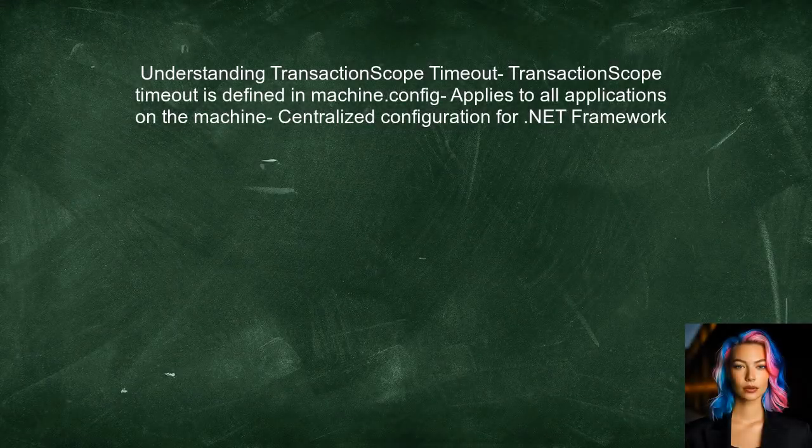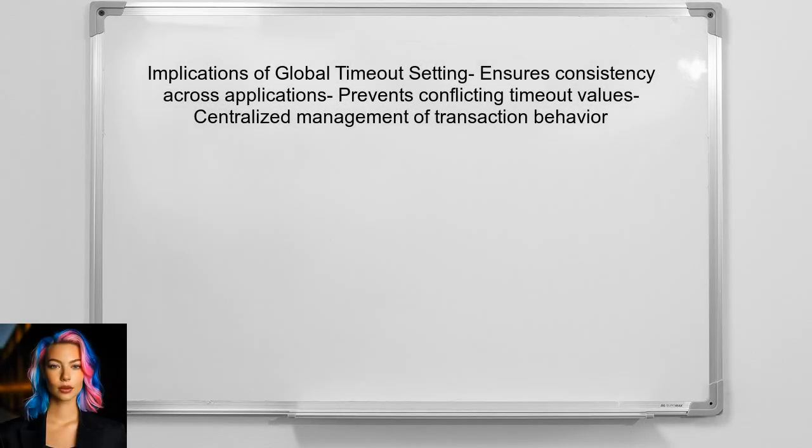To understand why the TransactionScope timeout is defined in machine.config, we first need to recognize that this setting is part of the .NET Framework's configuration. The user should know that machine.config applies to all applications running on the machine. Next, the user should consider the implications of having a global timeout setting. This design choice ensures consistency across different applications, preventing individual applications from inadvertently setting conflicting timeout values.